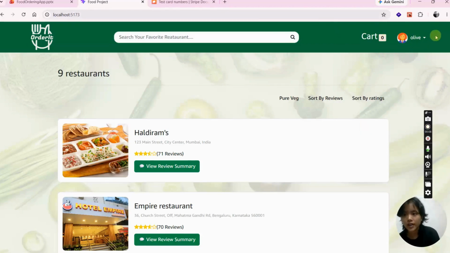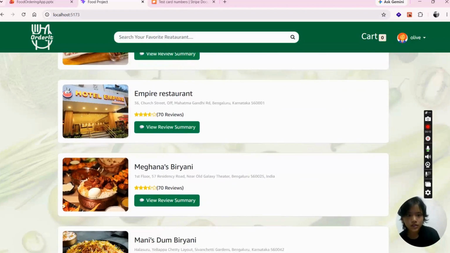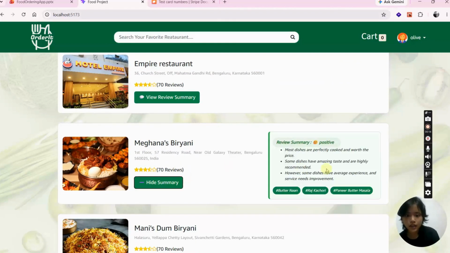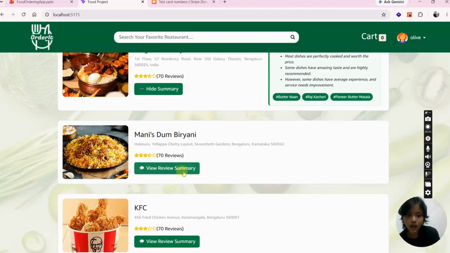I am logged in already as Olive, and I have 9 restaurants. So all of these are there. So this is the AI part. There are like 70 total reviews, and I don't need to manually go and check each and every single review whether it is good or not. So I can have the AI button telling me the review summary is positive. Most dishes are perfectly cooked, and what's the price and all of this. So this is also the AI feature that we added.